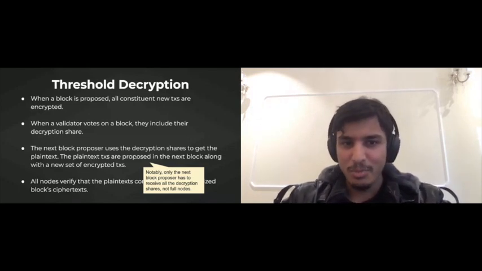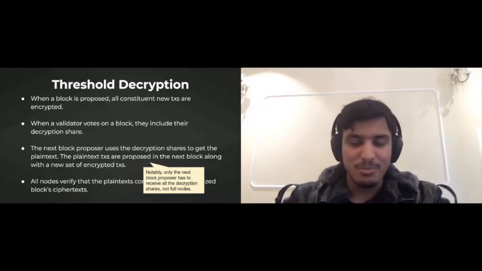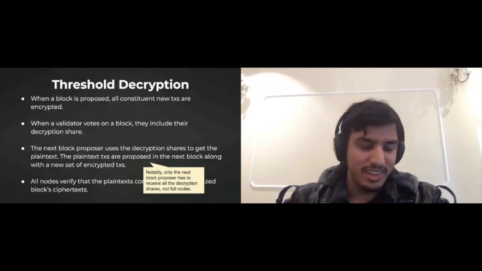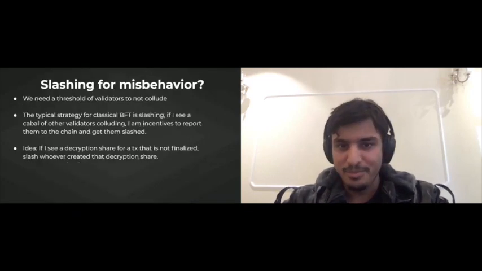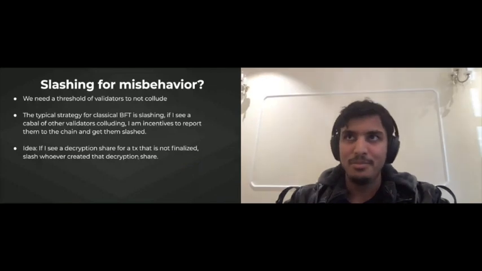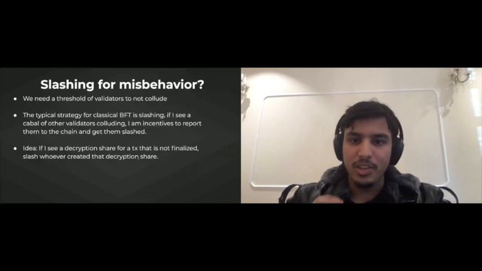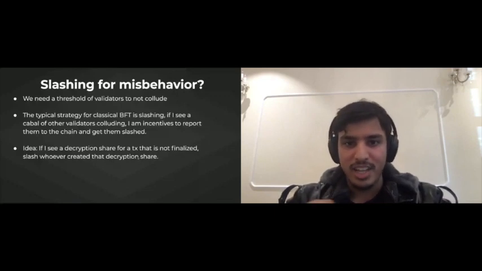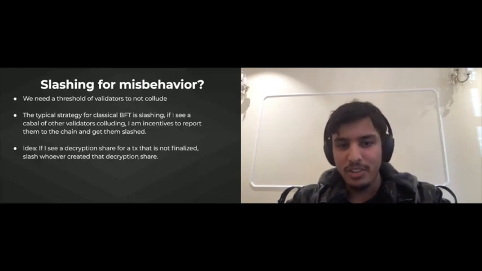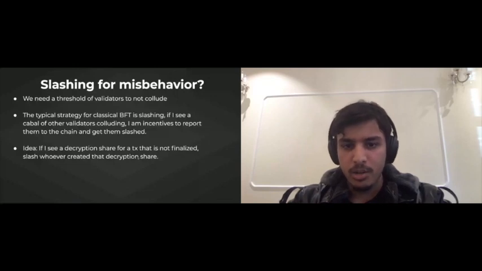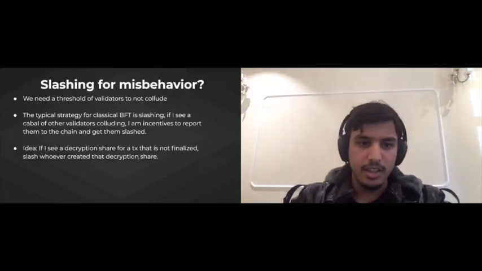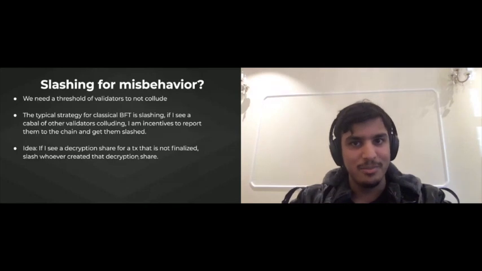So the typical strategy for proof of stake is that once we have a cabal, we say if a 1/3 cabal forms, anyone in the cabal can report everyone else, get them slashed, and then keep proceeding. So an idea is, to stop colluding here, maybe I can say if I see a decryption share for a transaction that's not already finalized, I'll slash whoever created that decryption share.